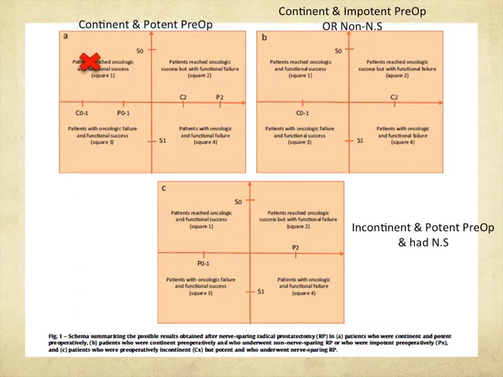Your goal is to end up in the top right-hand corner. If your patient started out being continent and potent, you could be up in this top right-hand corner if you achieved success. But even if the patient was impotent pre-op or couldn't undergo nerve sparing, you could still achieve success by being in the top left-hand box there. This way, you can include all your patients, compare to your colleagues, and see how you can improve.